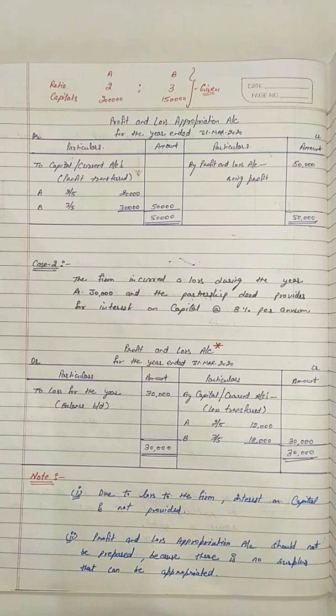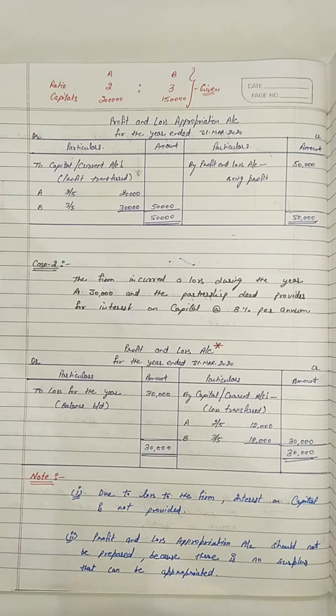Second case, the firm incurred a loss during the year of rupees 30,000 and the partnership deed provides for interest on capital at the rate of 8% per annum. Here it is clearly given about the interest on capital in the partnership deed. But as we know, in case of loss, no amount of interest will be allowed to the partners. So we do not give any amount to the partners in the form of interest.